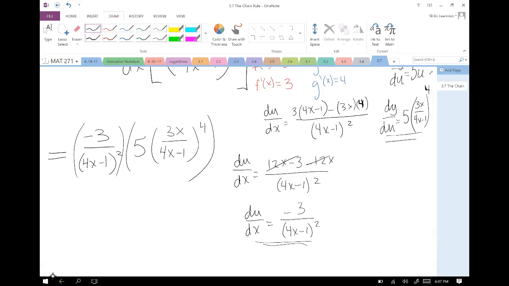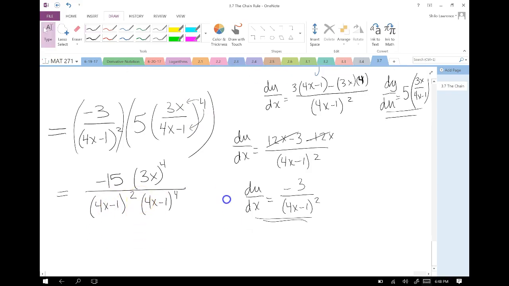And just like with the rest of them, there's a few things we should do to clean this up. Be really careful because this fourth power applies to everything inside of the 3x over 4x minus 1. It does not apply to the 5 though. So we can go ahead and multiply the 5 times negative 3 is negative 15. We are supposed to raise that 3x to the 4th power. I do have a 4x minus 1 squared and a 4x minus 1 to the 4th. So I went ahead and separated those because I saw that I had lots of them in the bottom that I could put together.